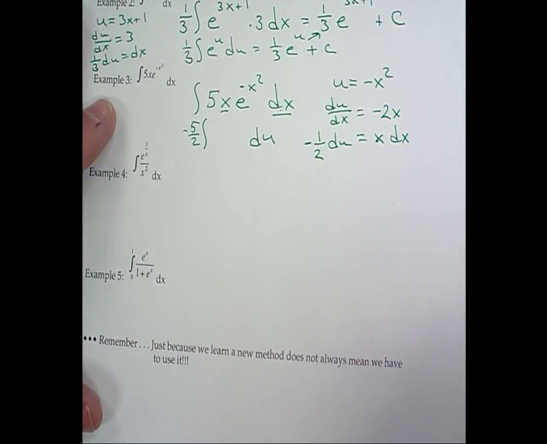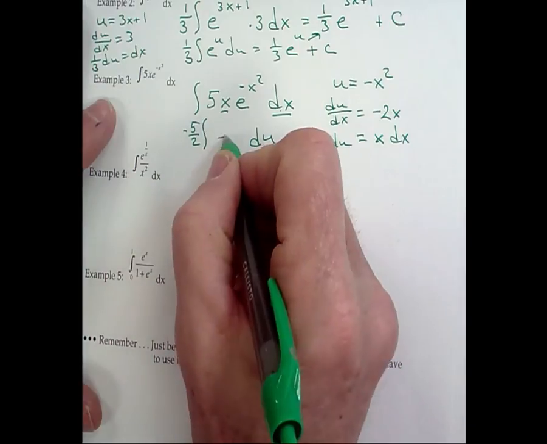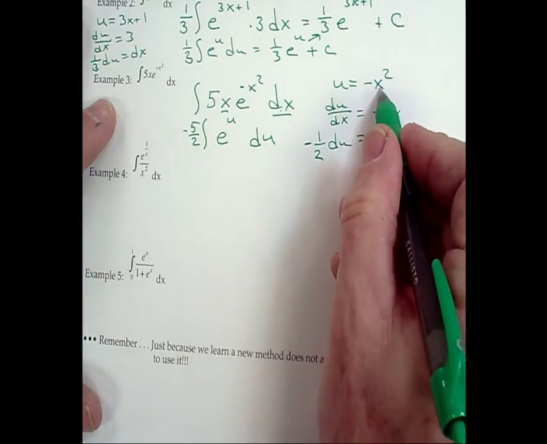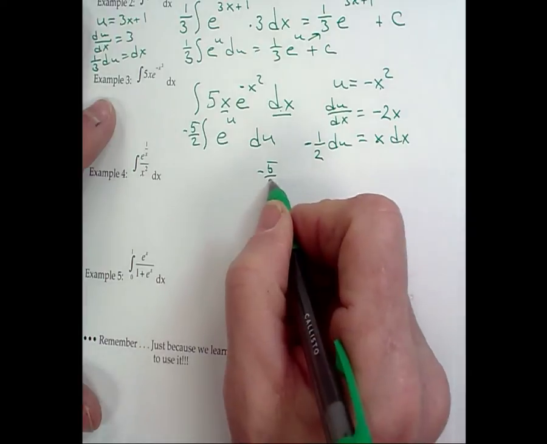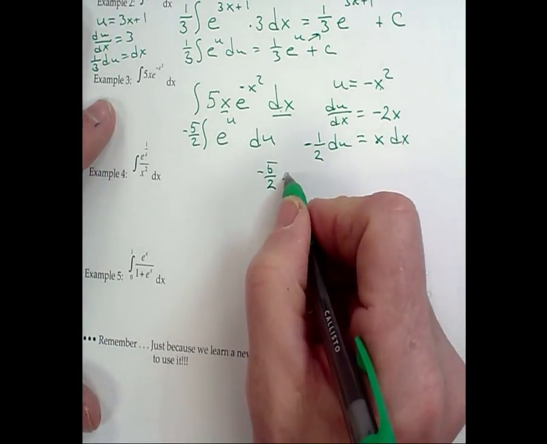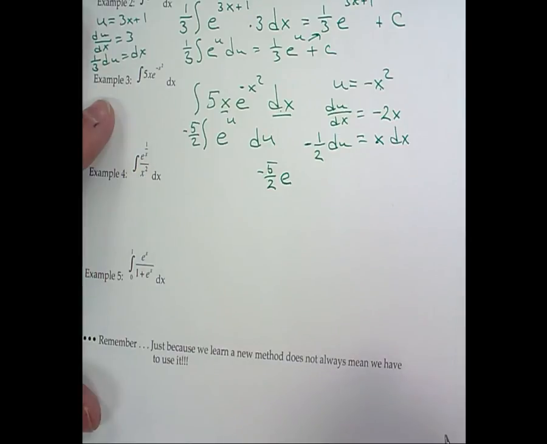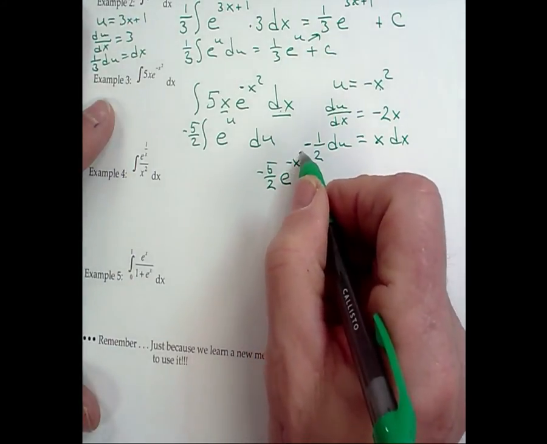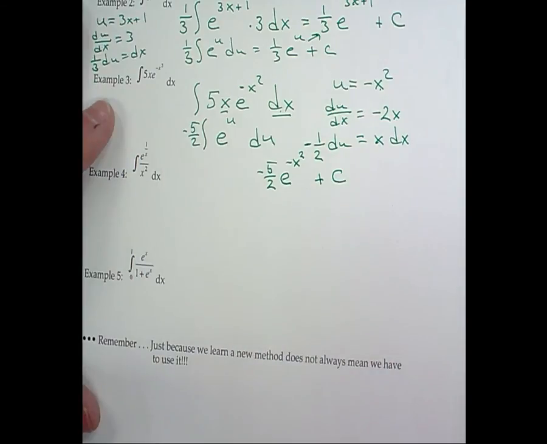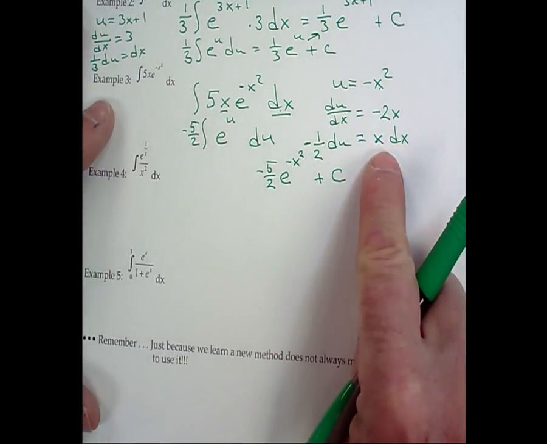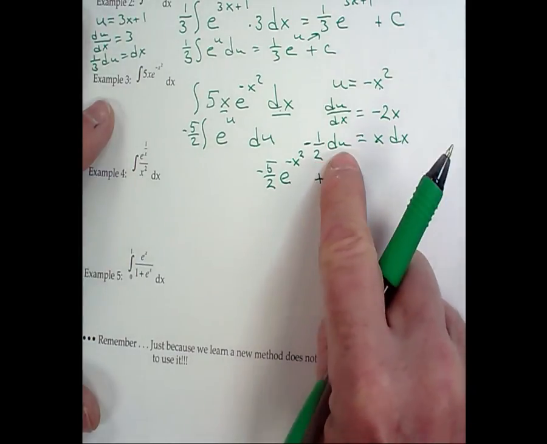Do not want to put words in your mouth, but then this becomes e to the u, because this gets replaced with that. Okay, and so you're going to have a negative 5 halves e, correct? Are you willing to replace the u right away? Yeah. Plus c. And some of you are still including this x. It gets removed by a negative 1/2 du.